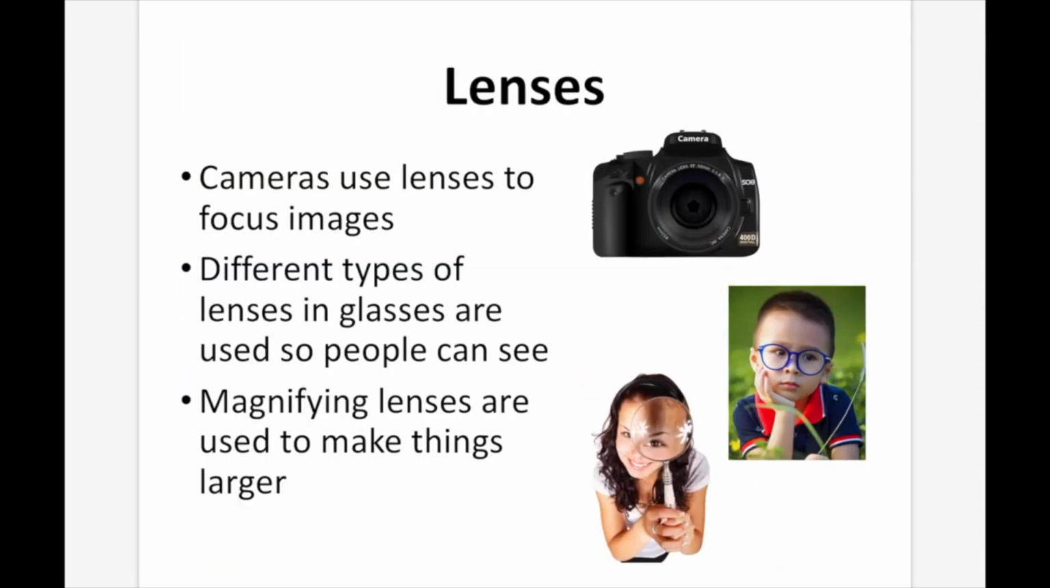Lenses. We use lenses in a lot of different ways in society. Cameras use lenses to focus images. Different types of lenses and glasses are used for people to see. Magnifying lenses are used to make things larger. In general, what they all do is focus light onto a certain point to make our image clearer and/or larger.